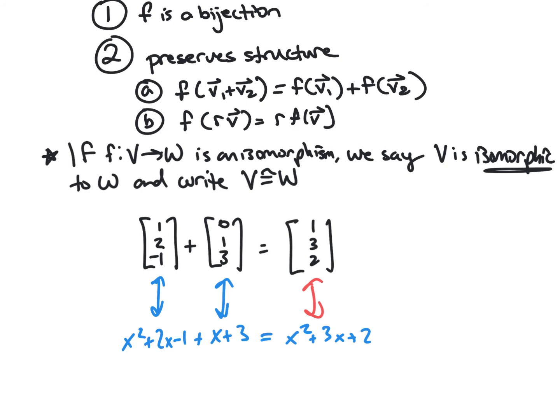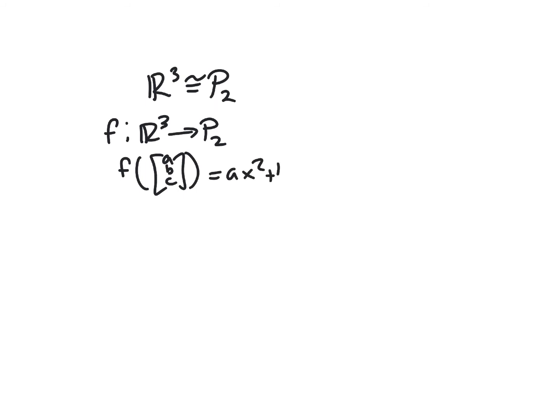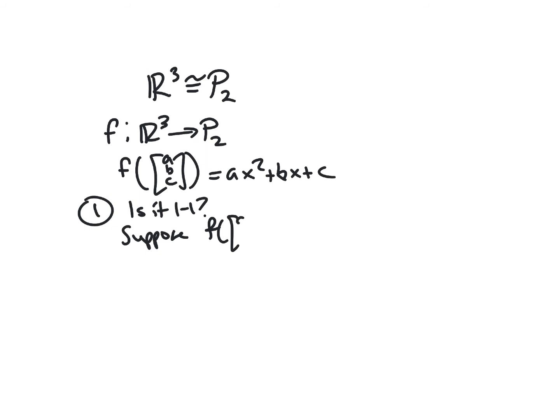Let's now show what it looks like to prove something is an isomorphism rigorously. We claim that R3 and P2 are isomorphic. And what is the isomorphism? You can do it really either way. We'll start in R3, so that f(a, b, c) is ax squared plus bx plus c. First, we have to show this is a bijection. Is it one-to-one? It's the first question. So suppose f(a1, b1, c1) equals f(a2, b2, c2).